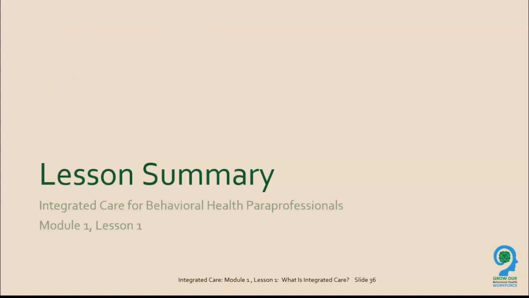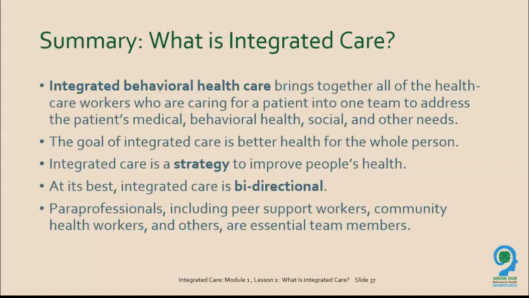So here's a quick lesson summary, just to recap what we've just covered. What is integrated care? Integrated behavioral health care brings together all of the healthcare workers who are caring for a patient into one team to address the patient's medical, behavioral health, social, and other needs. The goal of integrated care is better health for the whole person. Integrated care is a strategy to improve people's health. At its best, integrated care is bidirectional. Paraprofessionals, including peer support workers, community health workers, and others, are essential team members.